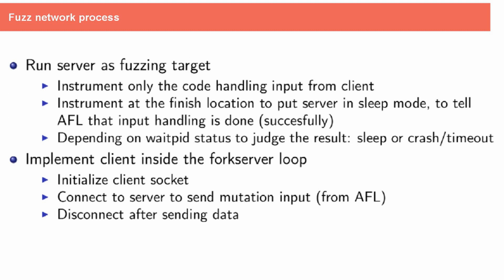Here's one example of how we build the fuzzer for a network program like HTTP, like a web server. So here's how it works. We run the target binary as a fuzzing target, like normal, right? And we only instrument the code handling the input from the client. So here we have client and server, right? You run the server inside AFL, and we instrument all the code that handles the input sent from the client. Regarding the client, we put the client code inside the fork server loop of AFL, and in turn, when it runs, the client initializes the client socket, connects to the server, and sends the input that is generated by AFL to the server. And it disconnects after that and repeats the loop.